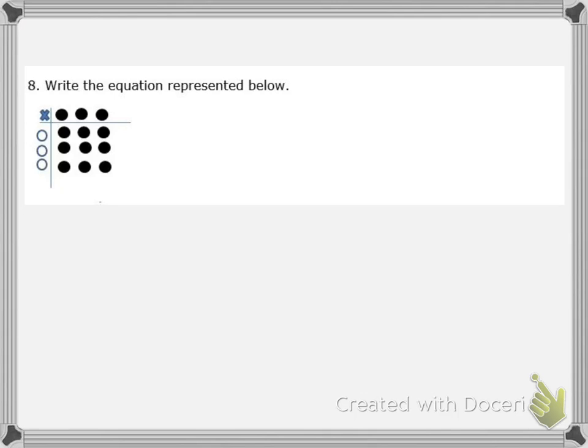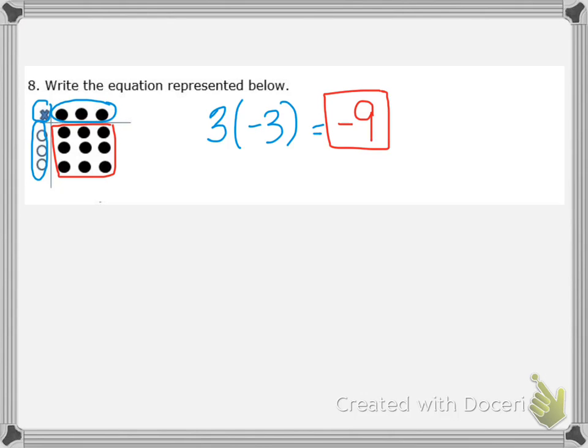Number 8 says write the equation represented below. So again, we know that this is multiplication because we have our little multiplication symbol up here. So we need to see how many groups of something that we have. So on this side, we have positive 3. So we have positive 3 groups of negative 3. So 3 groups of negative 3. And then our answer is negative 9. So 3 times negative 3 equals negative 9.